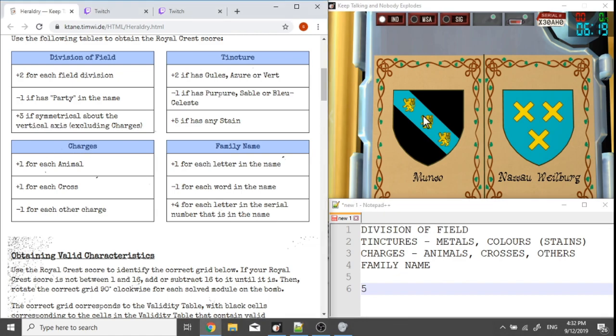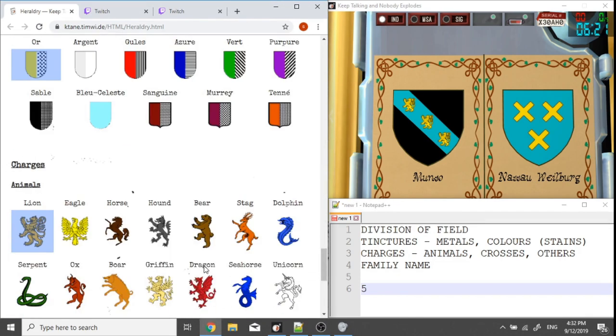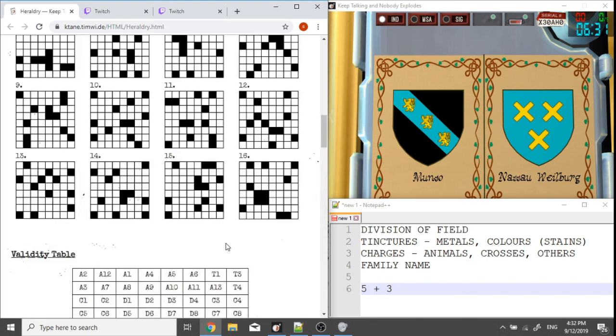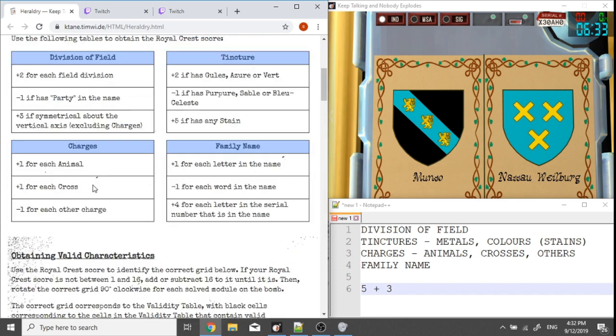Plus 1 for each animal. So animals again refers to these sorts of charges that you can find on the crest. And we can see we've got 3 lions. So plus 3 for that. Plus 1 for each cross. We don't have any crosses. And minus 1 for each other charge. So we only have 3 lions and nothing else. So far we've got 8 as our score.